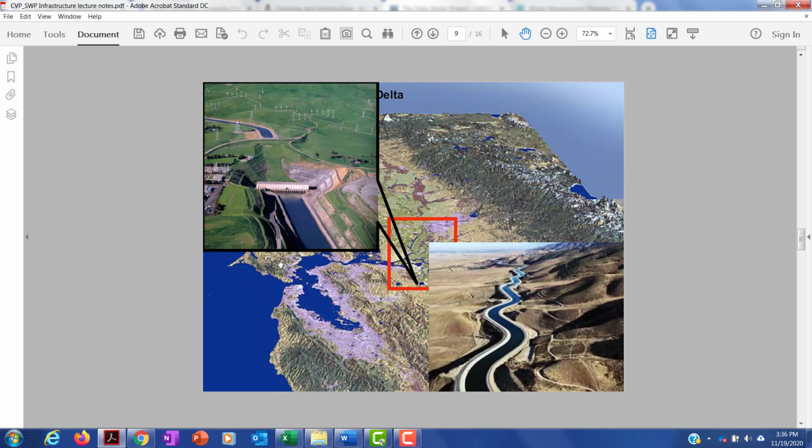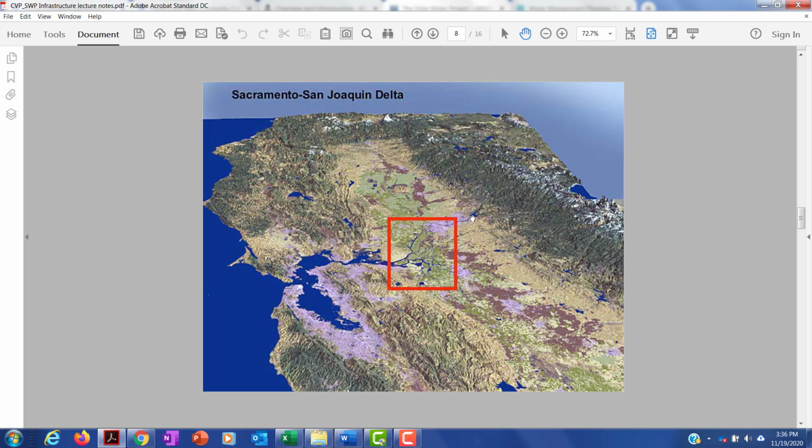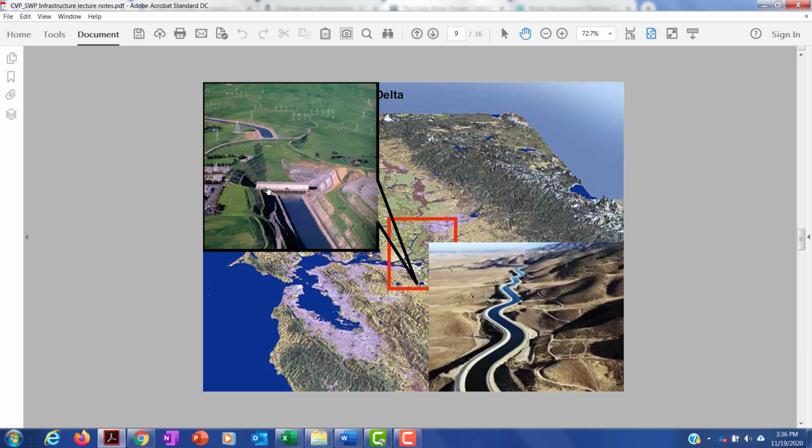And these pumping plants are fascinating. There's two of them, one for the State Water Project and one for the Central Valley Project. They have the same format. We're going to dam up water. When we want to deliver it, we'll release it, go to the Delta, we'll pump it out and send it down south. And this is the Harvey O.